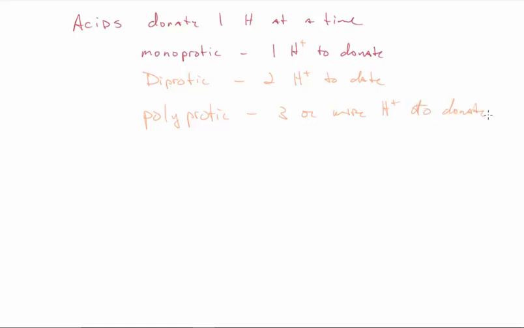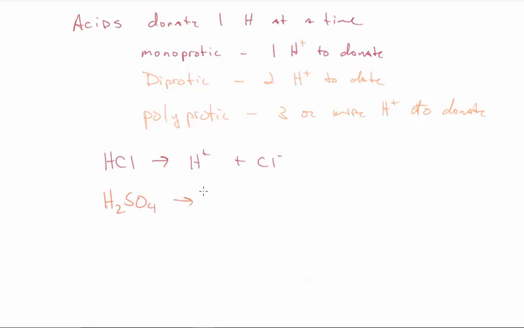All right? And so an example of this would say, for monoprotic, we would say HCl is a monoprotic acid. Notice it only has one hydrogen. And so its dissociation would look like H plus Cl minus. A diprotic, a very common diprotic, would be sulfuric acid, which would be H2SO4.